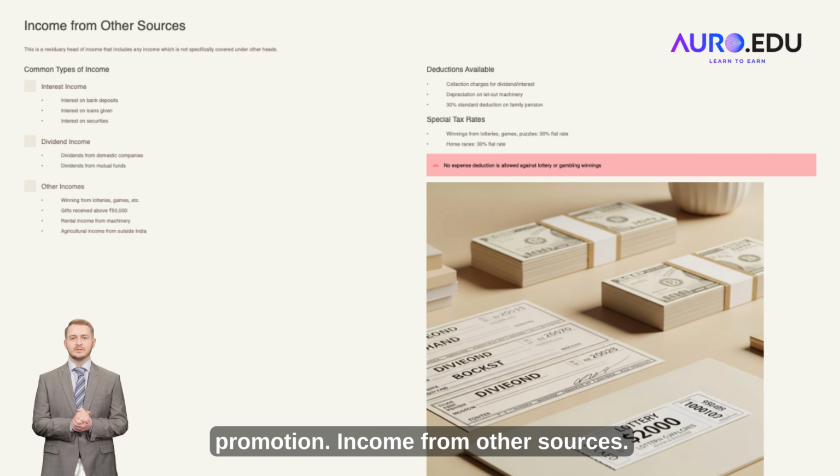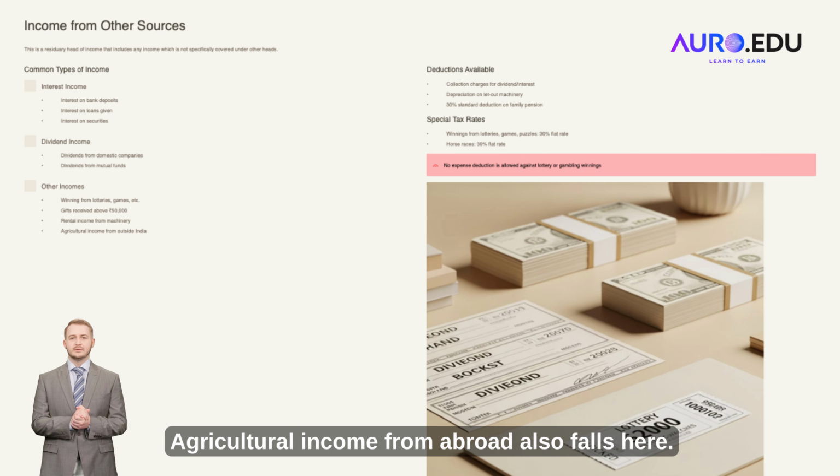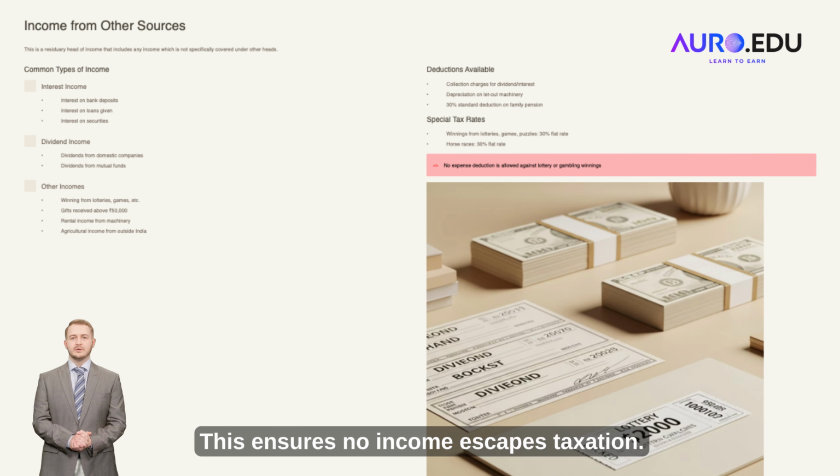Income from other sources. This is a residual head. It includes interest income, dividends, winnings, gifts, and rents from machinery. Some are taxed at flat rates, such as lottery winnings at 30%. Deductions are allowed only for expenses like collection charges. Agricultural income from abroad also falls here. This ensures no income escapes taxation.